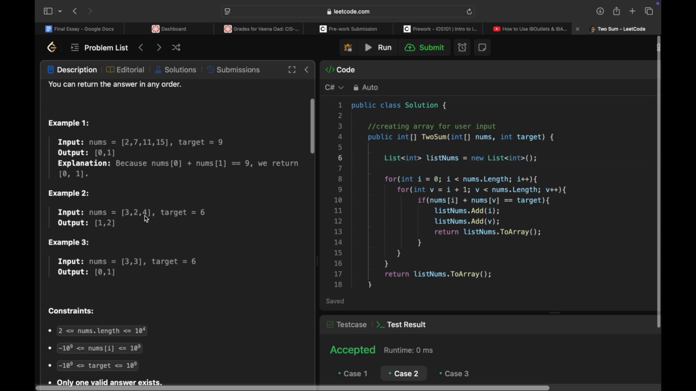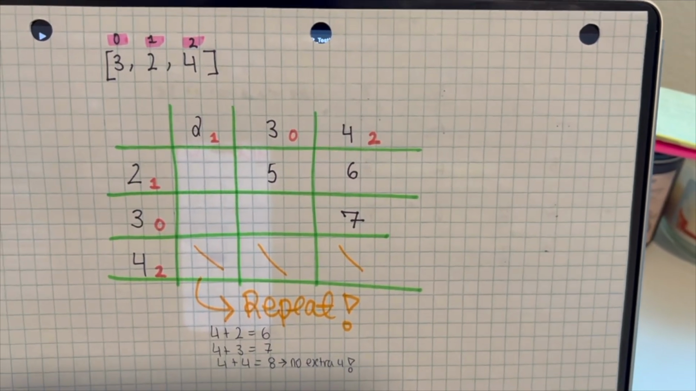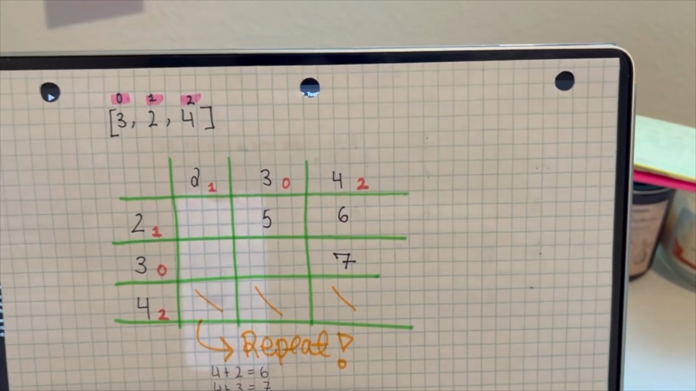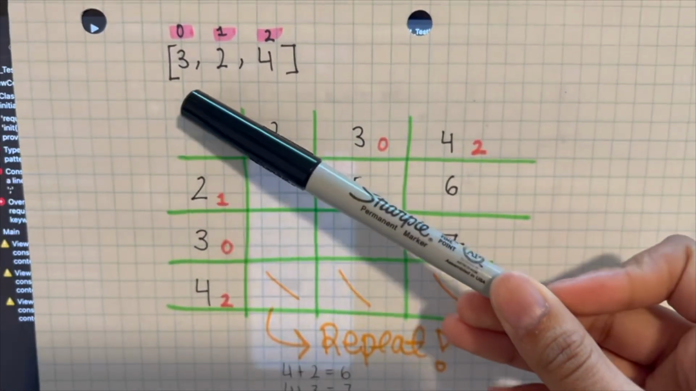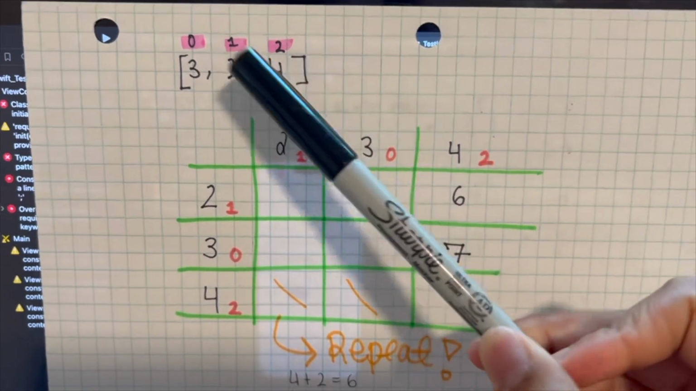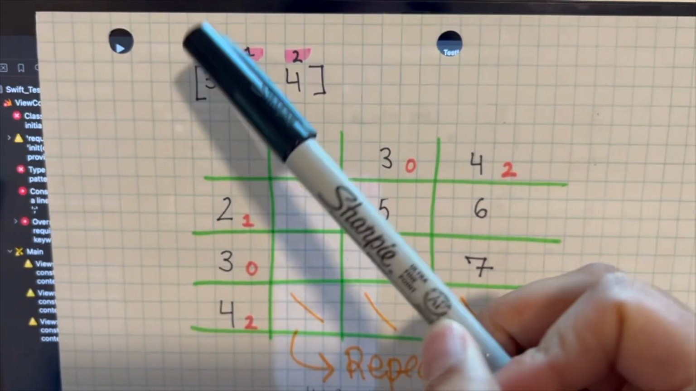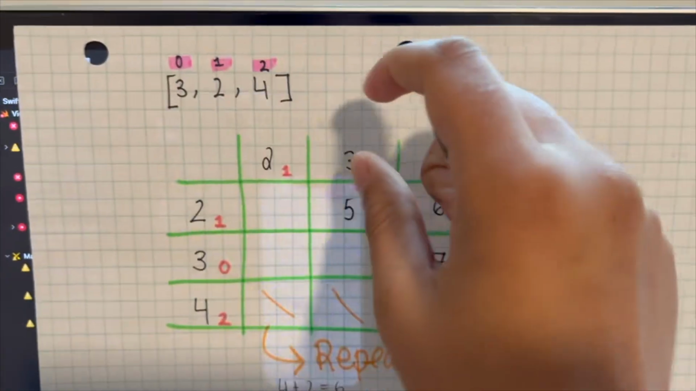Same goes for this one, 3, 2, 4, with the target. So to understand this problem, we're given an array of 3, 2, 4, and remember our index values start at 0. So we're going to have 0, 1, 2. That is our index value within this specific array.